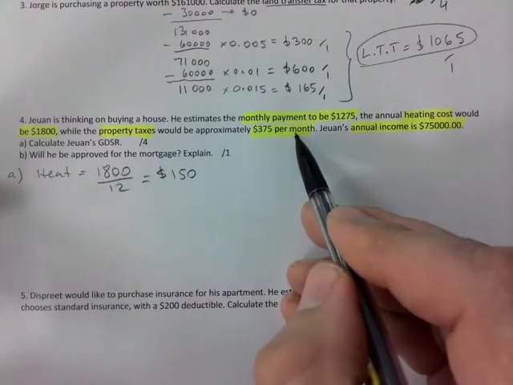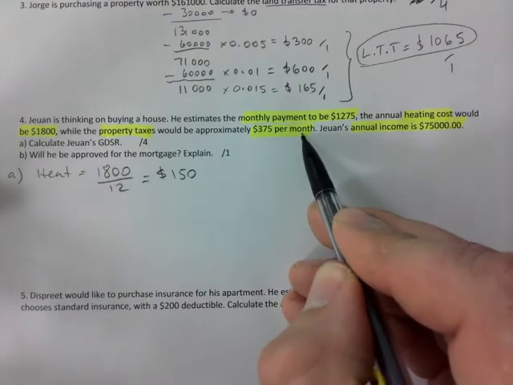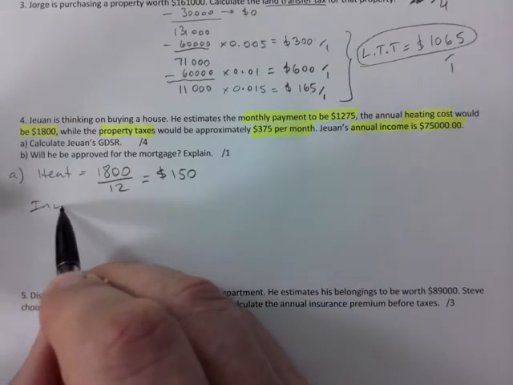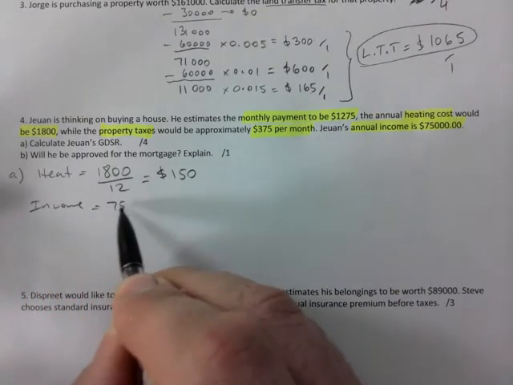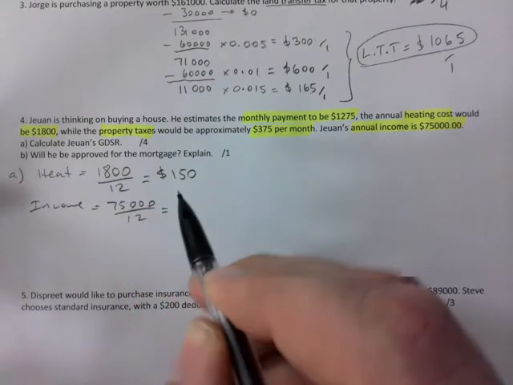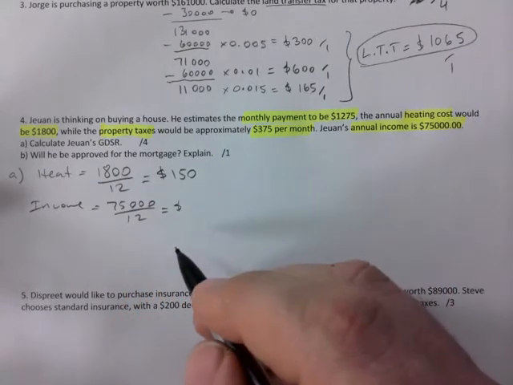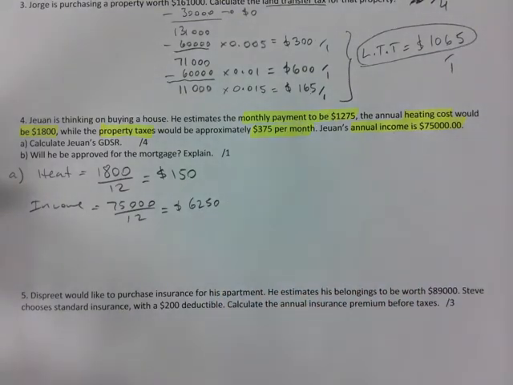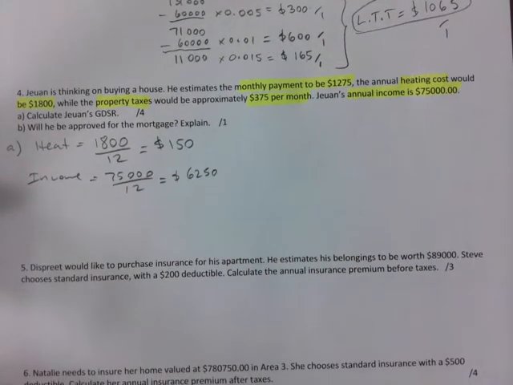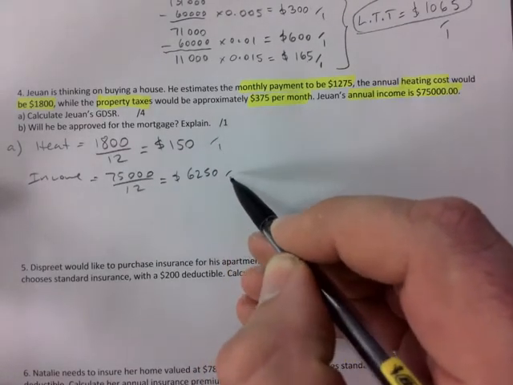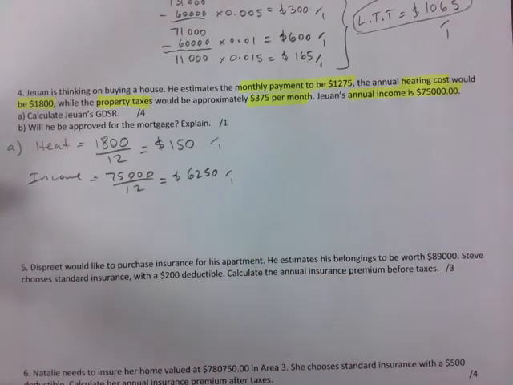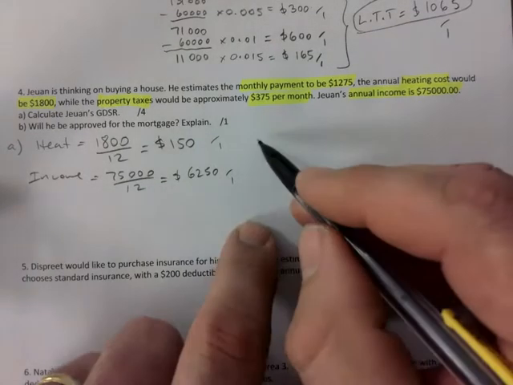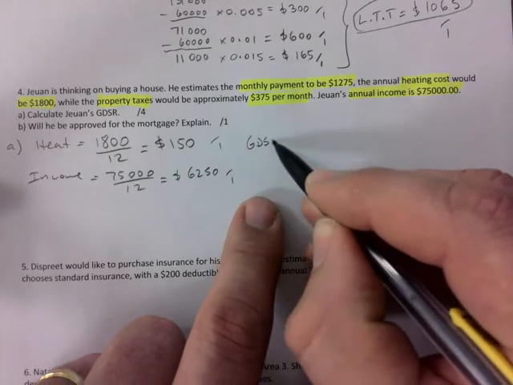Everything else is monthly, like the mortgage payment and the property taxes, but the income is not. So income, we take 75,000, divide that by 12. That gives you, let me see here, 6,250. Okay. I will give you a mark for each one of those steps, because you've recognized I need to get it into a monthly amount. And now I calculate my GDSR.